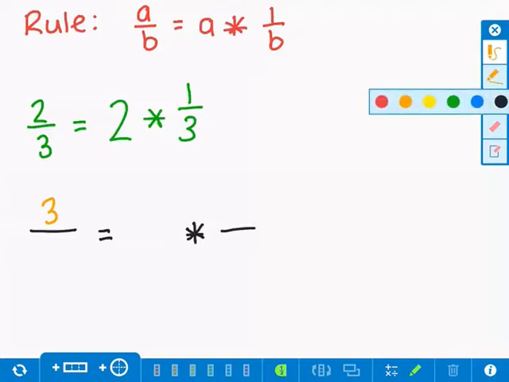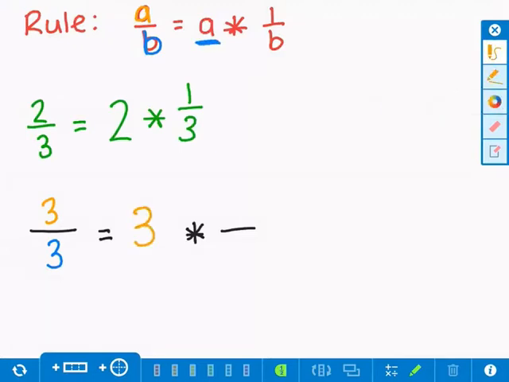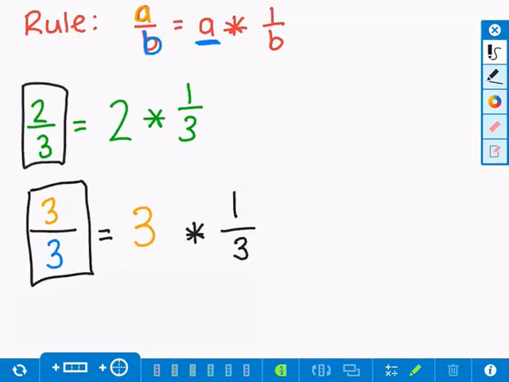So if A, right here, I'm writing in orange, is 3. And B, I'm going to write in blue, which is going to be 3. Then 3/3 is equal to A, which is 3 for this problem, times the unit fraction, which would be 1/3. This is just showing you that 3/3 and 2/3 are multiples of 1/3.